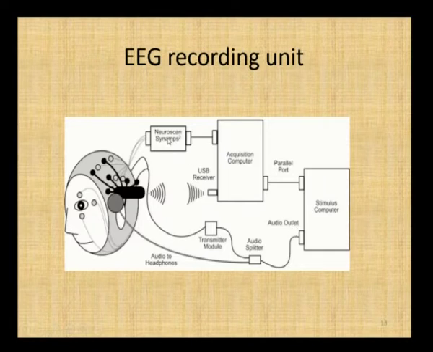Then after the neuroscan synchronizing amplifiers, the signal is passed into the acquisition computer, where the waves measured by this neuroscan will be recorded for future purposes, and it is also displayed in the output unit. So it is also displayed visually or in audio format.